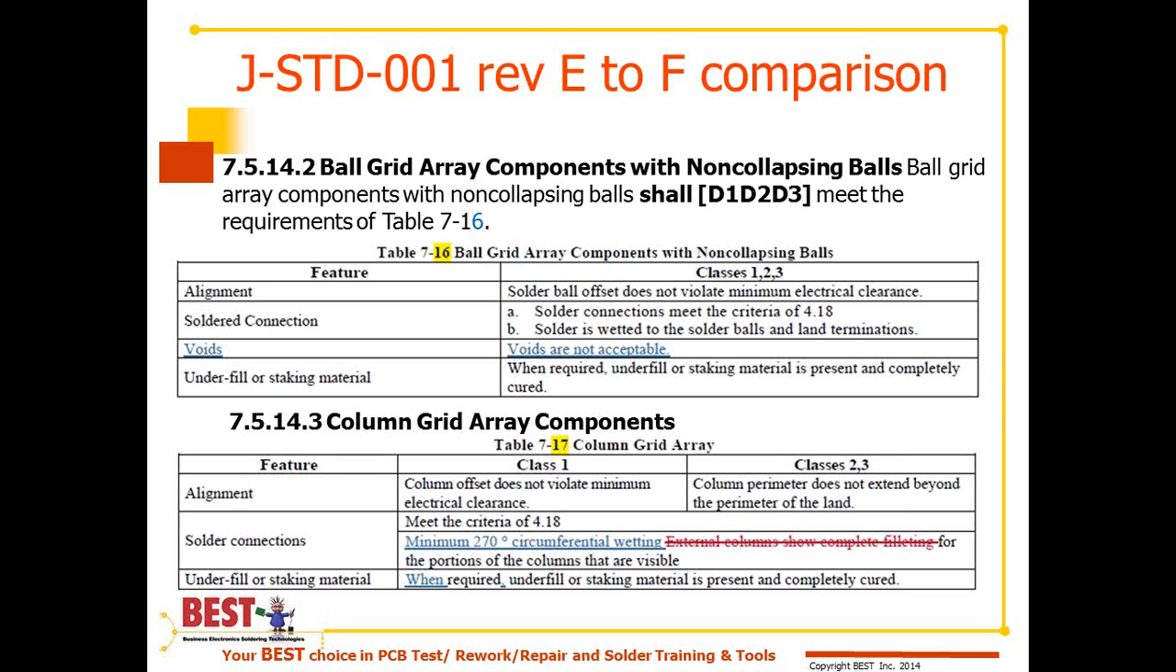Then we look at the column grid array, looking at Table 717. So the solder connections here, the minimum of 270 degree circumferential wetting is required for the portions of the columns that are visible, rather than before it just said external columns will show complete wetting. So they've added a criteria for that. And when underfill or staking material says when required, it shall be completely cured again. So that's for the column grid components.